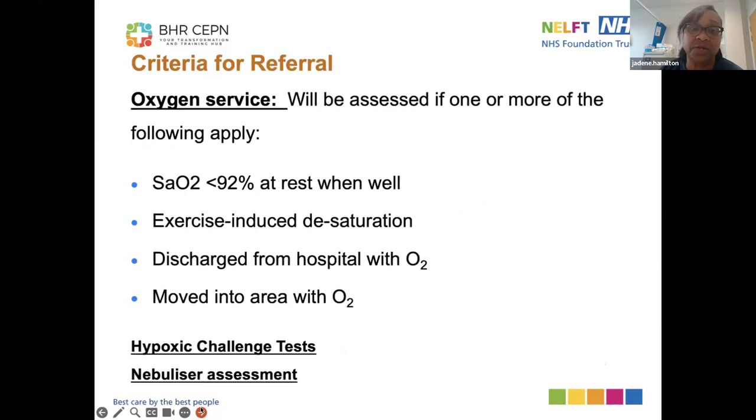Okay, for referring in for oxygen assessment. For assessment, those that you find that their SpO2 is less than 92% at rest and well, they drop their sats when they exercise, and we'll review those who are discharged from oxygen therapy, or they've just recently moved into the area on oxygen. And just to add at the bottom, for those people who are thinking of flying and you're worried because their oxygen levels may be on the borderline, we do the hypoxic challenge that helps us say if they will need oxygen for their flight. So you can refer to us, and we do a nebulizer assessment service as well.